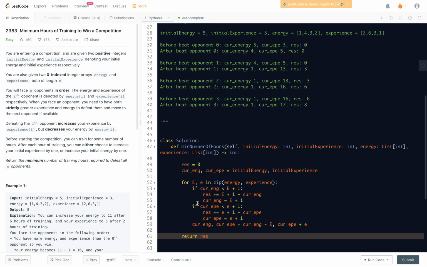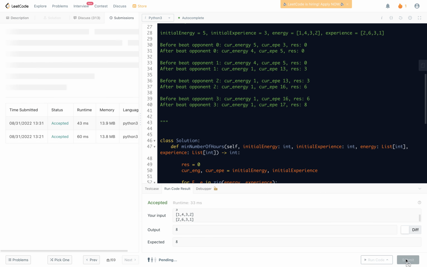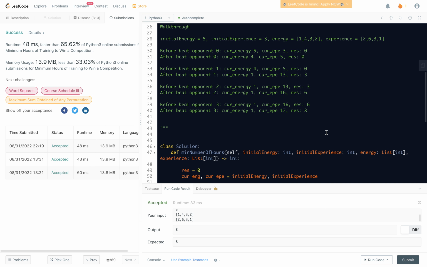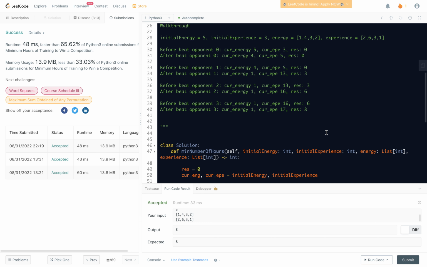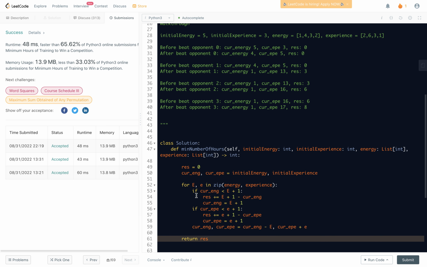Once we are done with this for loop, we can return the result state. So this forms a full solution to this specific problem. Let's first do a special case check. So yeah, it passes the first example. Now let's do a generic case check. Yeah, it passes all the generic cases.